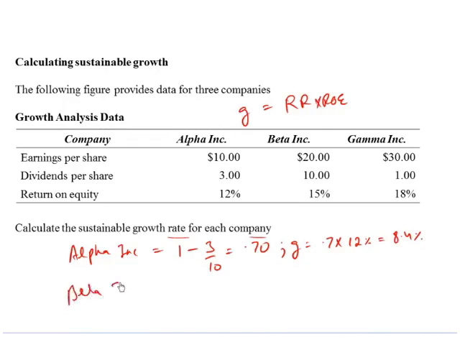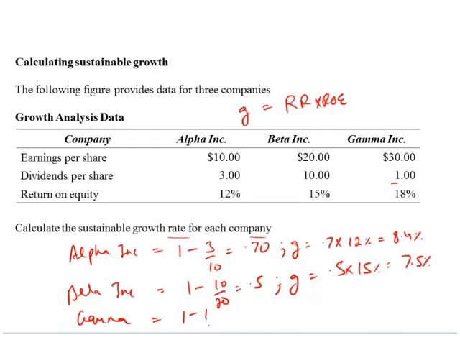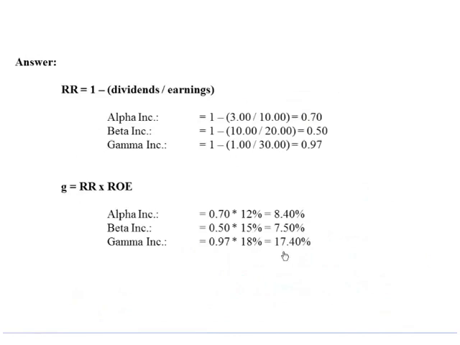Similarly, for Beta Incorporated, it would be 1 minus 10 by 20, that is 0.5, into the ROE of 15%, which will be 7.5%. We see that Gamma Incorporated has a very high retention ratio. The payout ratio is only about 0.33%, that is, about 97% of the earnings are being reinvested into the business, which is generating a high ROE of 18%. So the growth comes out to be 17.4%.